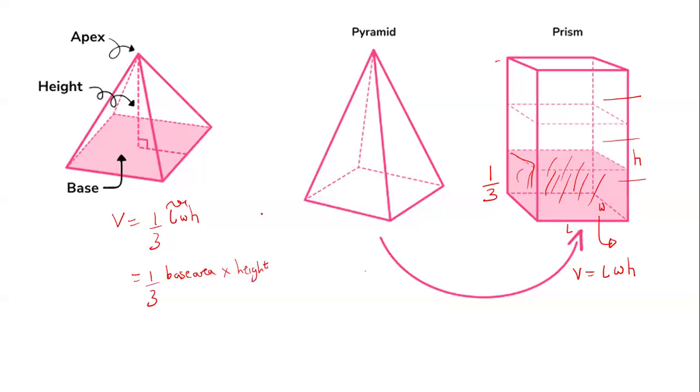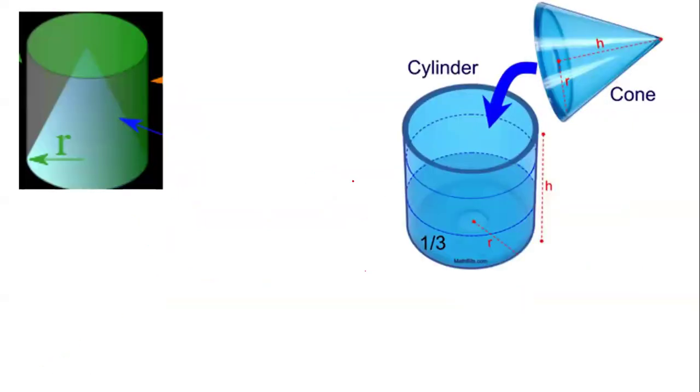That's when it comes to the pyramid. Now, when it comes to the cone, a cone originates from a cylinder. That's where the cone comes from.